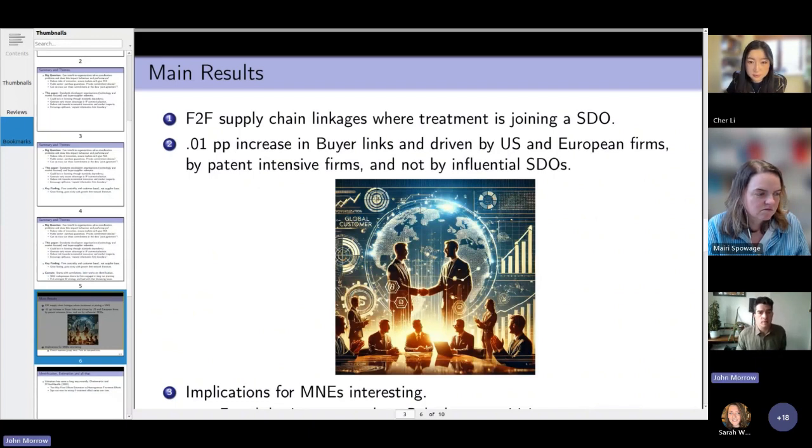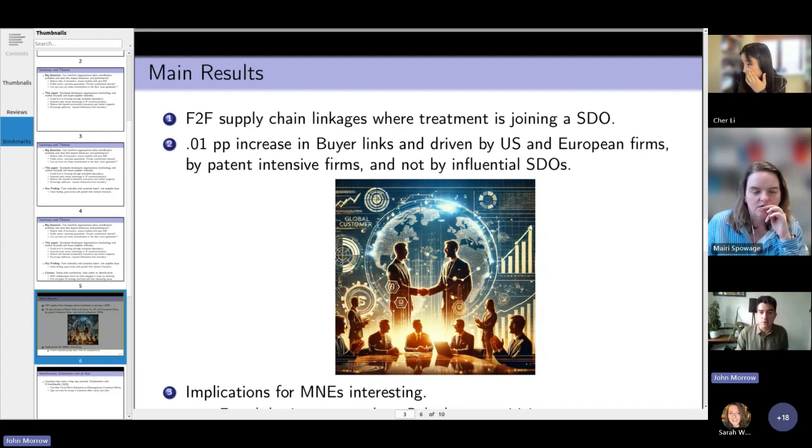What's the main result? Supply chain linkages, firm to firm, are going to expand along buyer links. It's going to be driven by US and European firms, by patent-intensive firms, and not surprisingly by what we consider influential or better-linked SDOs. Also, the effect is kind of one-off. Once you're in, you're in. So once you've joined the global customer SDO organization, that has the big effect, and additional ones don't do it for you.